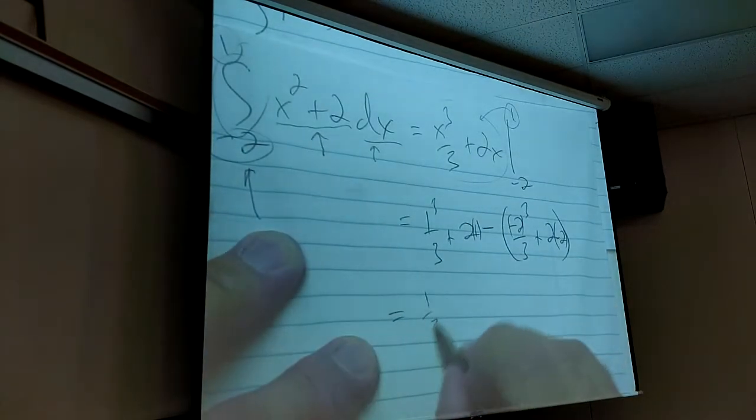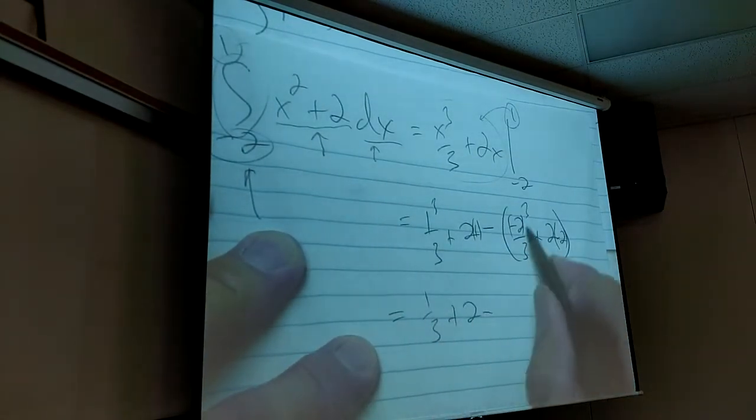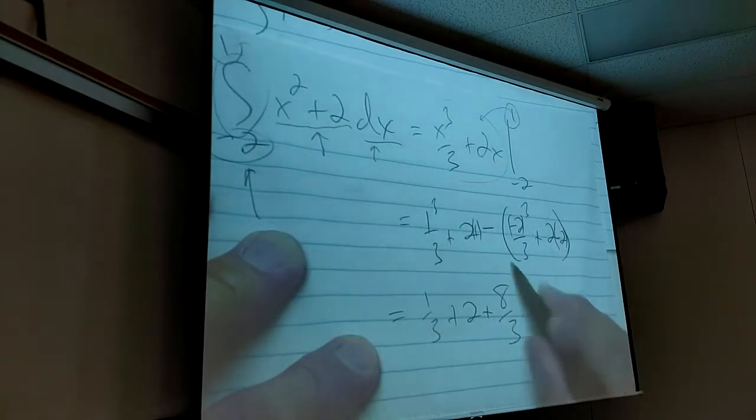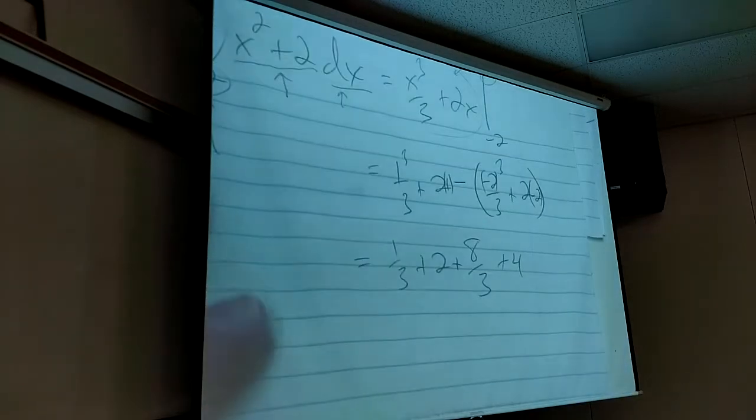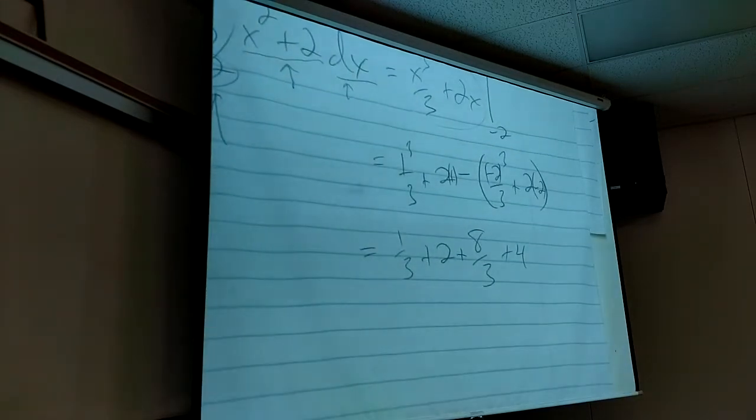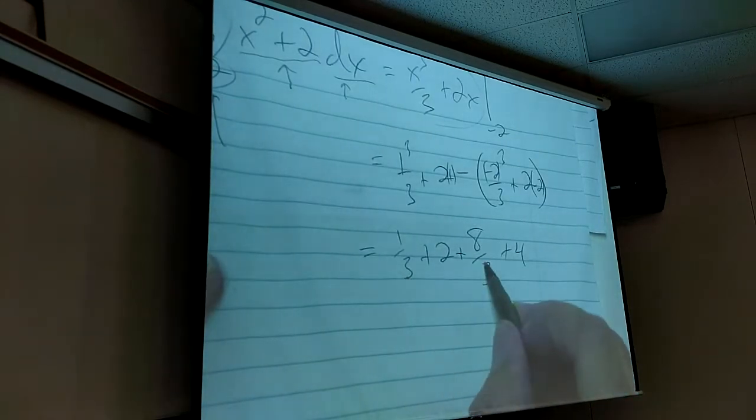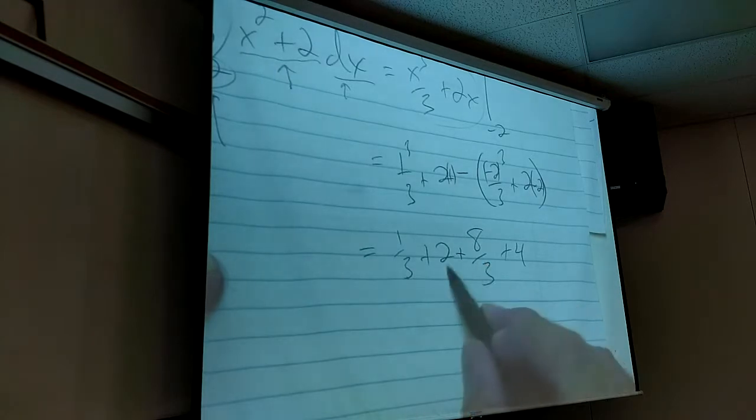We get 1/3 plus 2 minus negative 8/3, so plus 8/3, minus negative 4, so plus 4. Is that cool? And that's just numbers. I mean, got to eat that stuff up. 1/3 plus 8/3 is 9/3, which is 3, plus 2 plus 4 is 9.